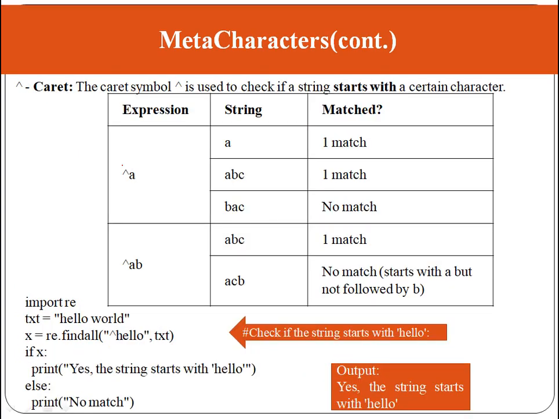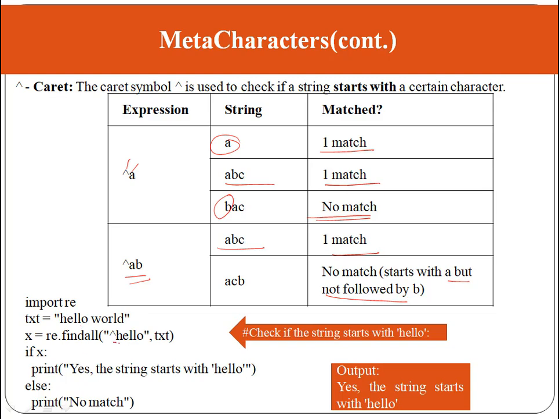Then we come to the caret. We have already seen that it marks the beginning. So caret A: it is starting with A, one match. ABC, it is starting with A, one match. If it is not starting with A, then no match. ABC, one match because it is starting with A. Now caret AB means starting with A then B. It starts with A but is not followed by B, so no match.